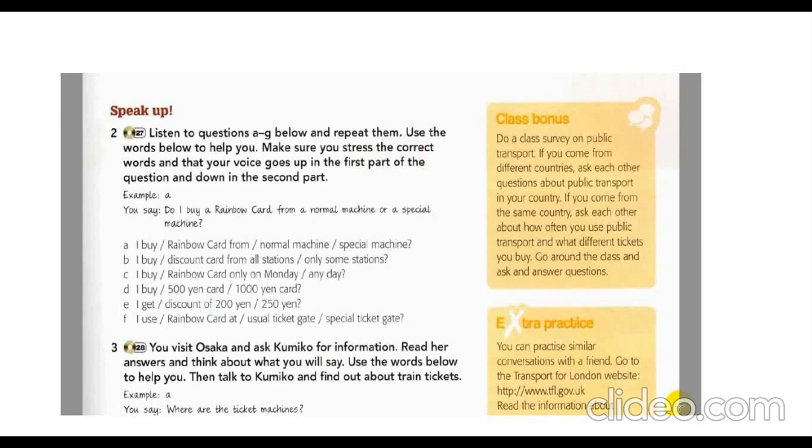Make sure you stress the correct words and that your voice goes up in the first part of the question and down in the second part. Here we have these examples. Let us listen to 27 audio.